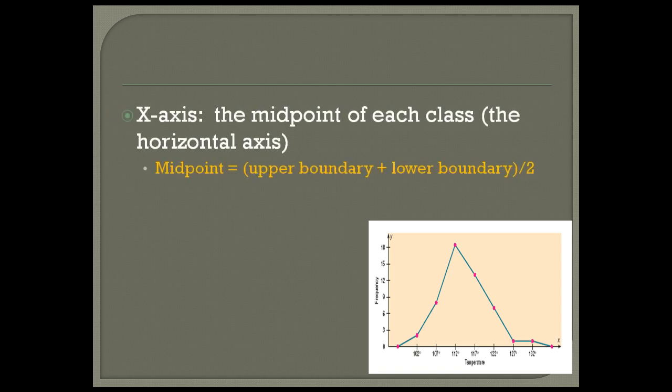When we plot a frequency polygon, on the x-axis, we plot the midpoint of each class. So along the horizontal axis, we find the midpoint and plot those dots. Now remember, the formula for midpoint is the upper boundary of a class plus the lower boundary of a class. That value should be divided by 2, and then you'll have your midpoint. The y-axis is still your frequency.